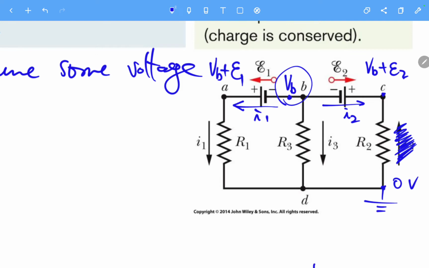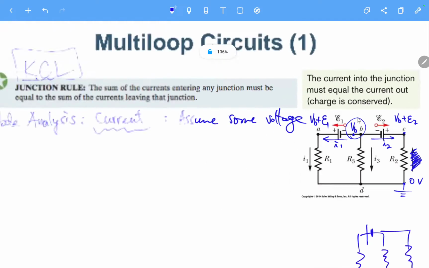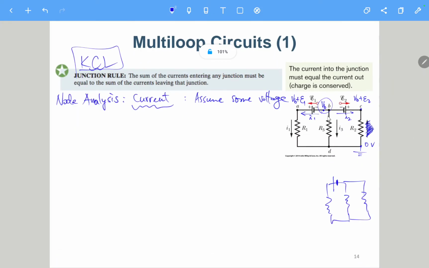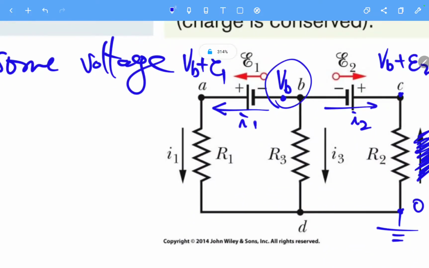Then you will have less chance to make mistakes, because we only need to consider current going out. If it is really going in, then this current will be a negative number. So in that case, let's try to calculate I1. To calculate I1 here is tricky.